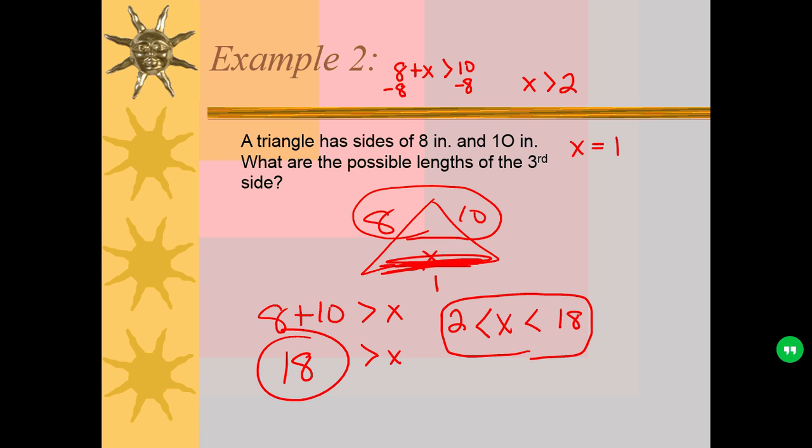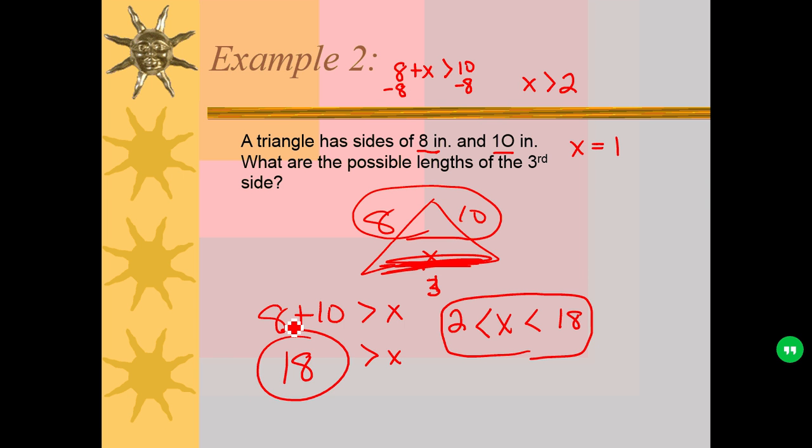So would it work with 3? If this third side was 3, then 8, 3, 10: 11 is larger than 10. 10 plus 3 is 13. 13 is larger than 8. It works with 3, it would work with 4, it would work with 5, all the way up to 17. So in this triangle, if I had a triangle with length 8 and length 10, the third side would have to be anywhere from 2 to 18. Any number in between there.